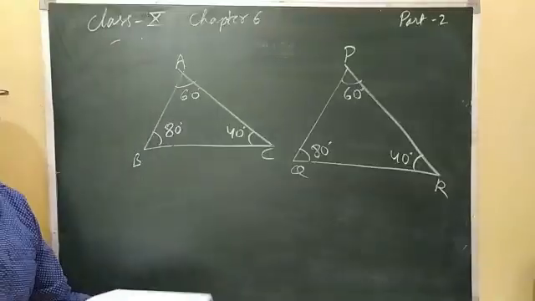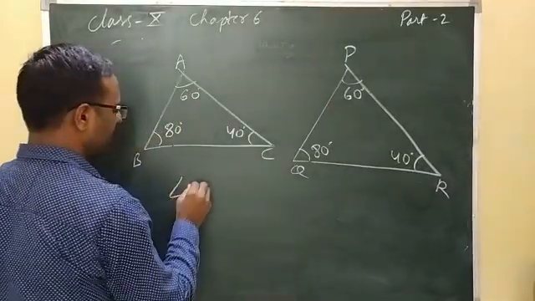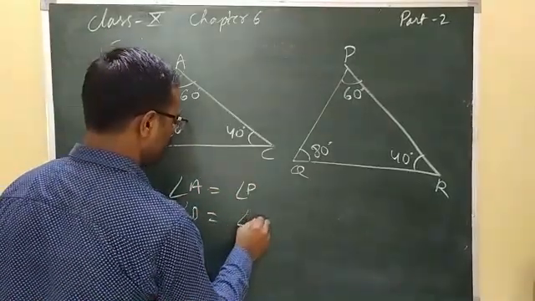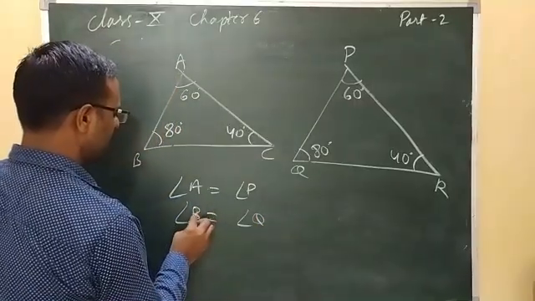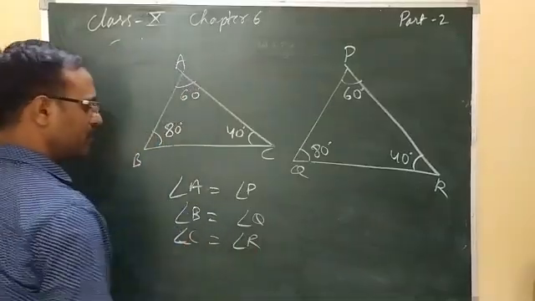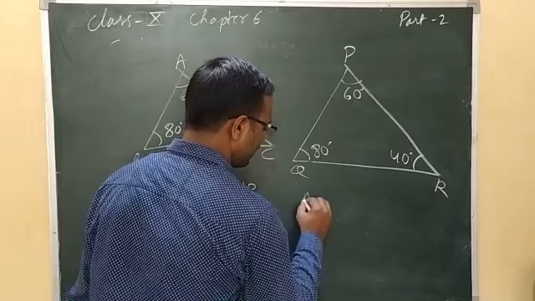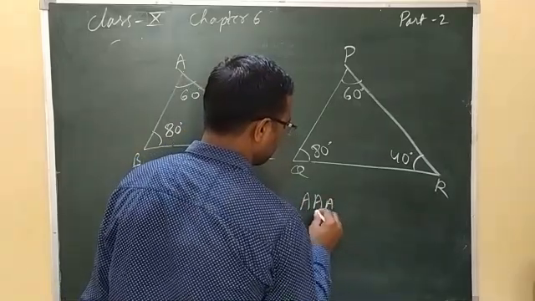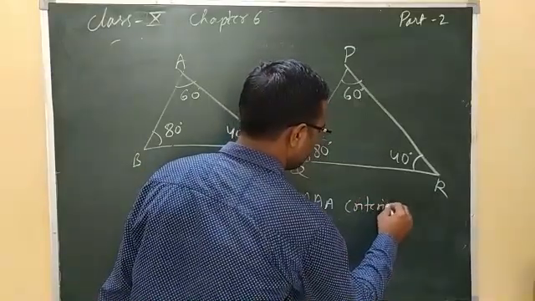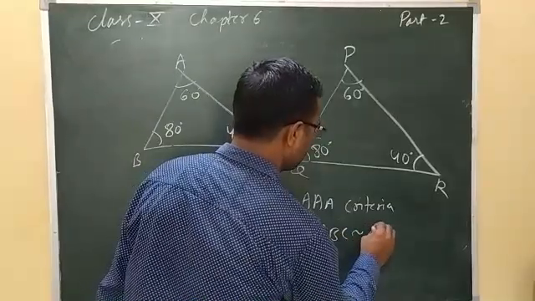So very easily we can check that angle A is equal to angle P, angle B equal to angle Q, and here also angle C equal to angle R. So we can see that three angles are equal. Then by the first criteria, that is AAA criteria, triangle ABC is similar to triangle.